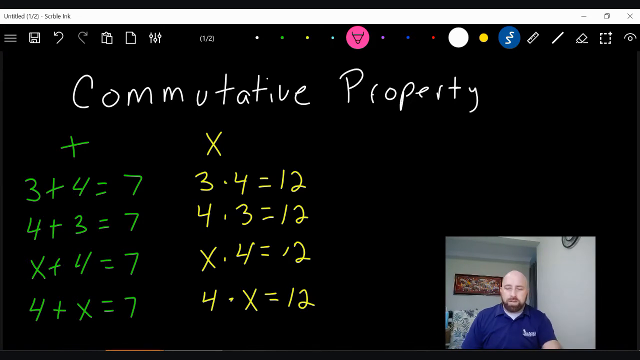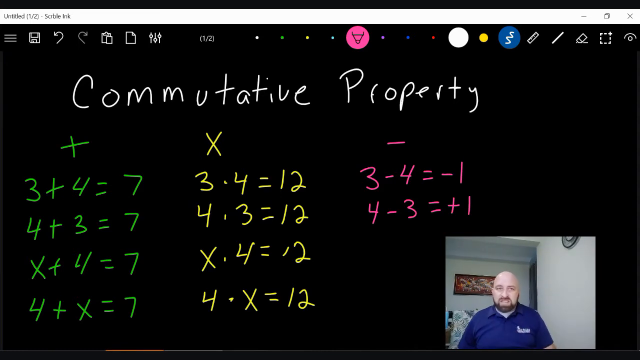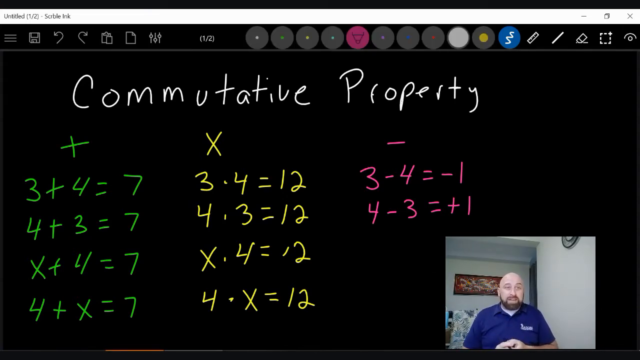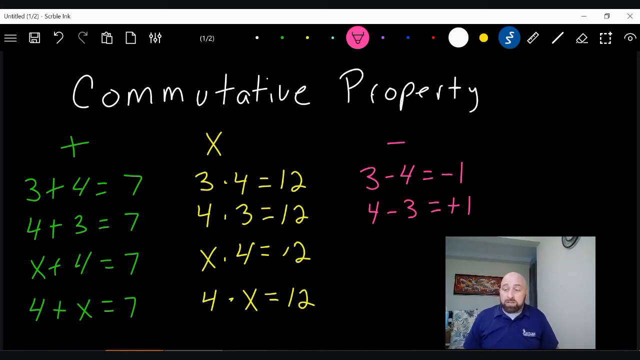Now let me show you something about the commutative principle. There's a problem with it. It does not work with subtraction. Check this out. I'll do 3 minus 4 equals -1, and then 4 minus 3 equals +1. Well, those aren't the same thing, and I can promise you that, because a positive $1 is better than a negative $1. If I have a negative $1, it means I owe somebody $1. And so I would rather have a positive $1 in my pocket. So this one does not work.